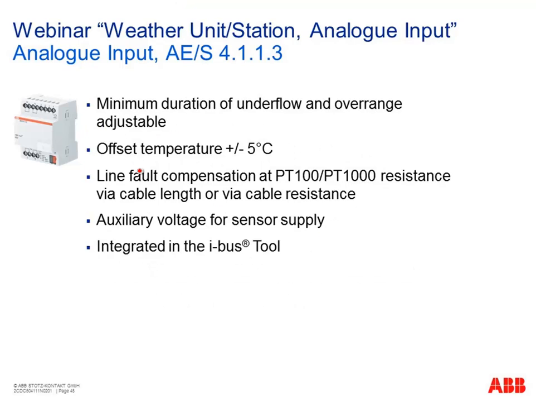Also here it's more or less the same. Duration of underflow and overrange, adjustable offset temperature, PT100 and PT1000 can be connected, and of course also support from the IBAS tool is available here. There are two main differences in the software, or there'll be three you can say. One is that we have no logic inside the analog input, not possible, only in the weather station, and we have no support of rain quantity meter.